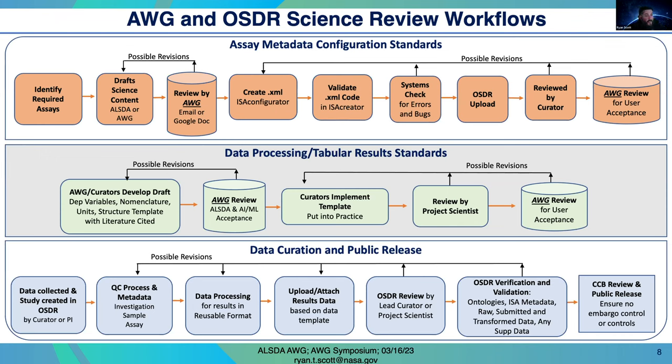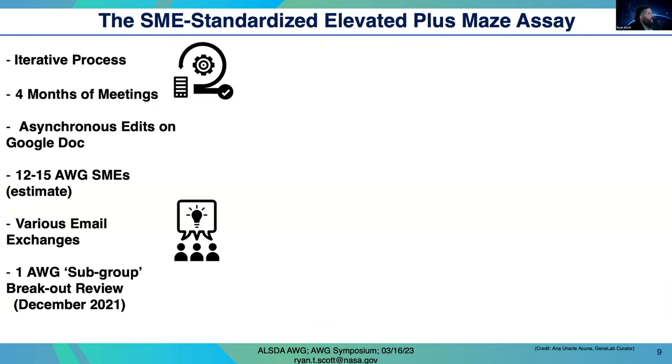So it's one of the things that the AWG has really played a key role in providing feedback for. I won't go into too much detail, but I thought it would be worth mentioning, walking through one config. This is for the elevated plus maze assay. This is a rodent assay.